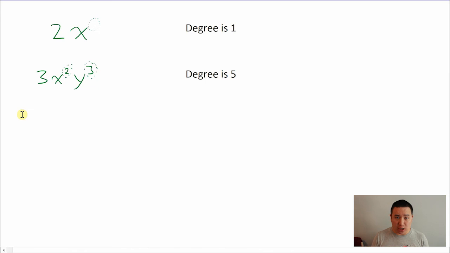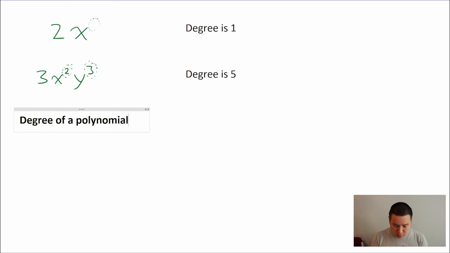Now that we can find the degree of a single term, let's take a look at how we find the degree of a polynomial. The degree of a polynomial is really just the degree of the highest degree term. You take a look at all the terms in the polynomial, you find the one with the highest degree, and that's the degree of your polynomial. So if you're trying to find the degree of a polynomial, you're really asking, what's the most complicated term you have in that polynomial? I'll give you an example.